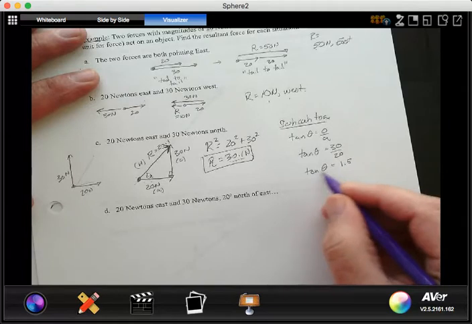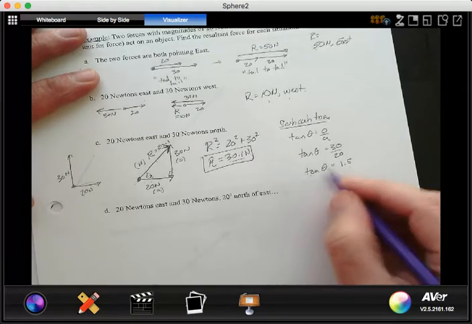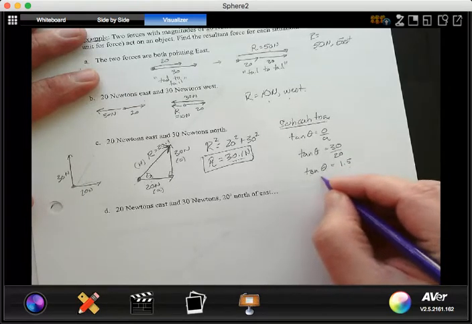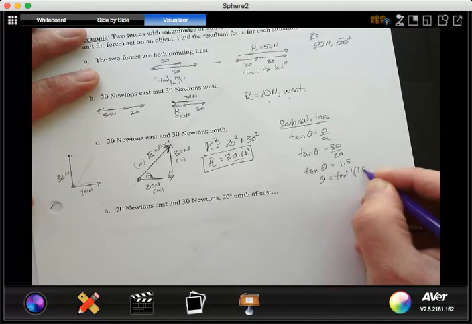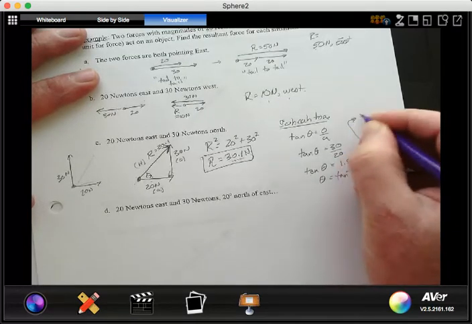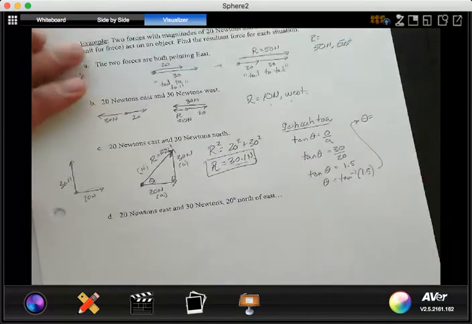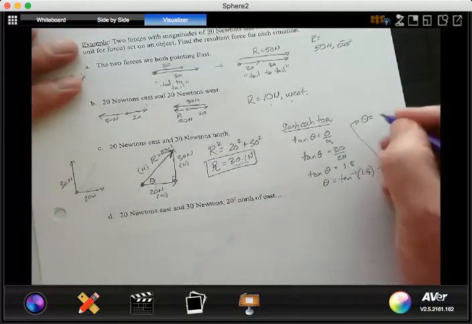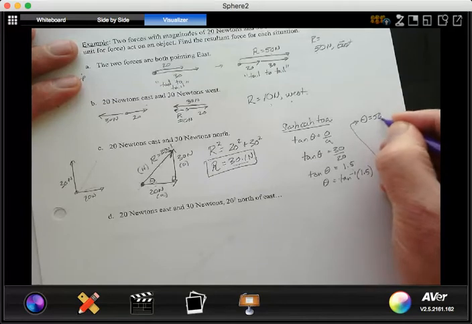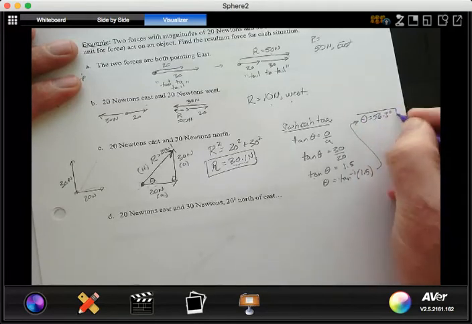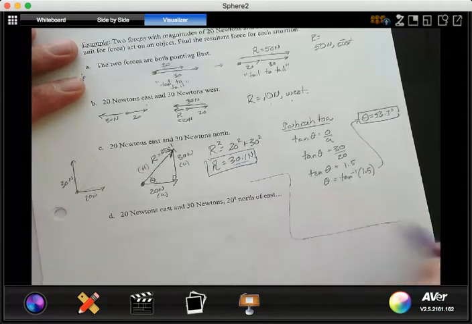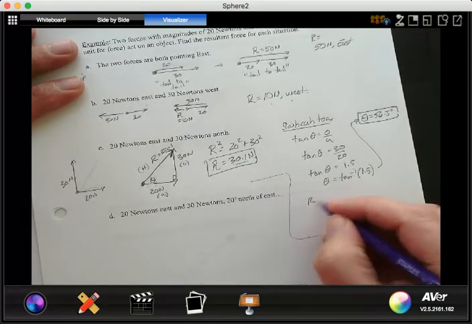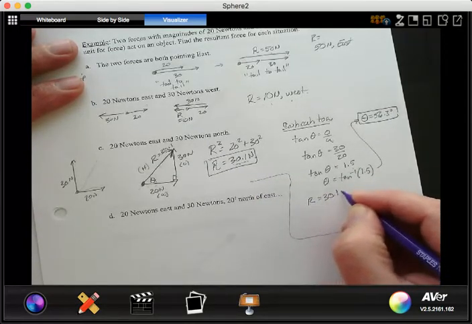And if I have tan of the angle, how do I get the angle? I have to do the opposite of tangent. So theta is going to be tan minus 1 of 1.5. And I punch that in my calculator, and I get 56.3 degrees.